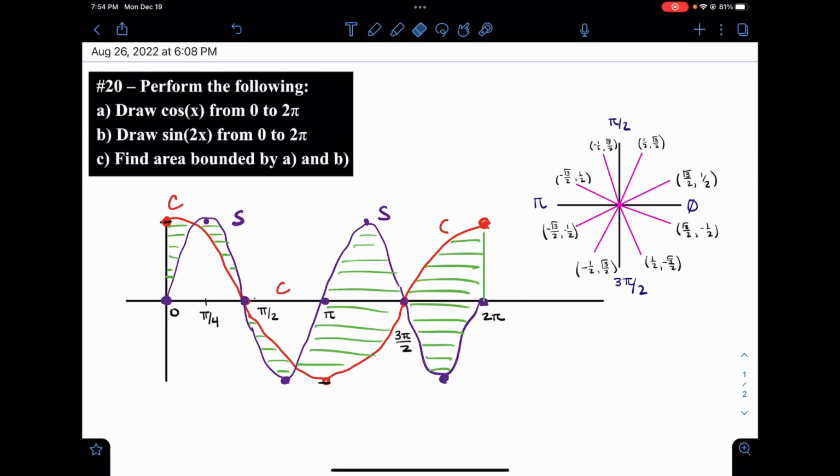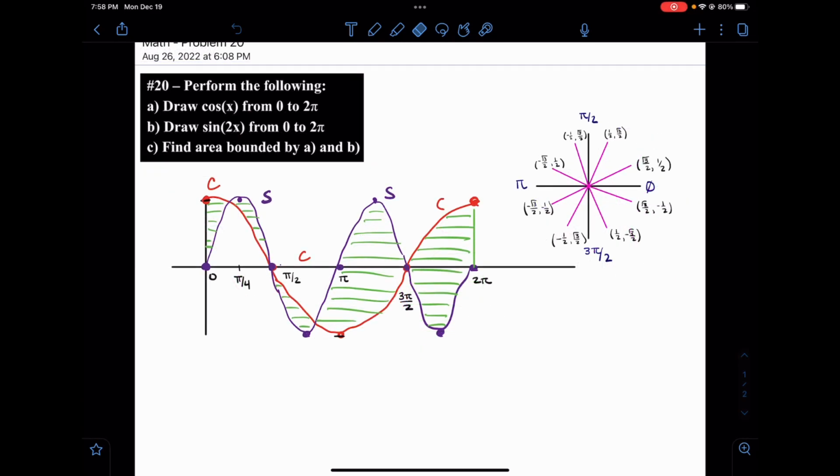Problem 20 first asks us to draw the cosine of x function and then secondarily draw the sine of 2x function. I drew these out real quickly for you. The cosine is in red. That is a simple cosine curve. Then the purple curve is our sine of 2x curve. That is a normal sine curve, except that its frequency is double. So our peaks are happening twice as frequently as in a normal sine curve.